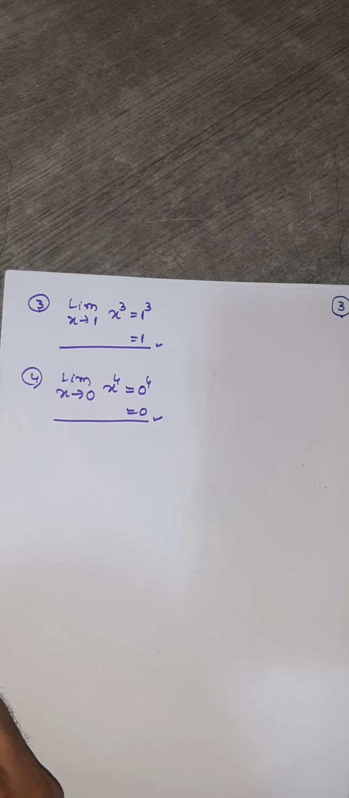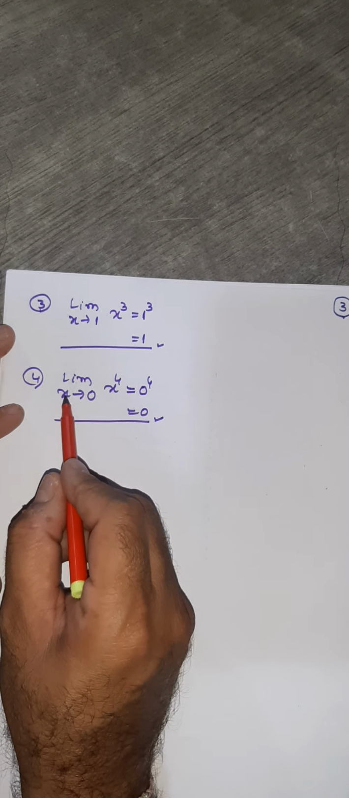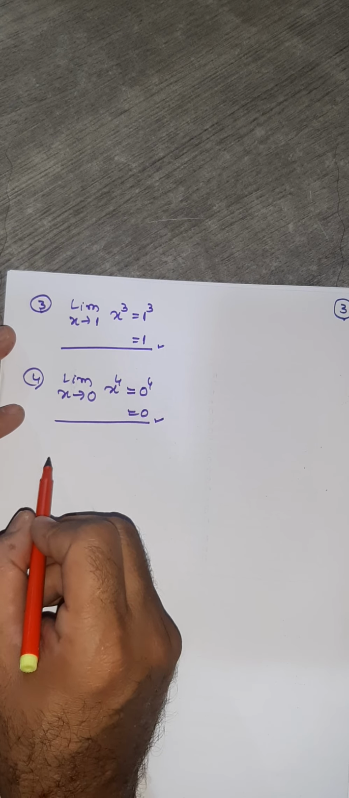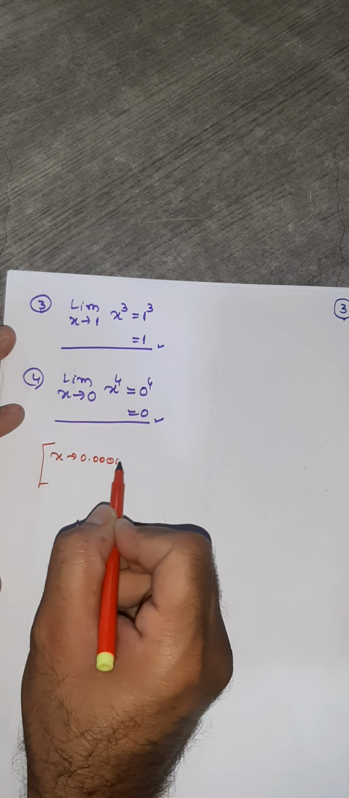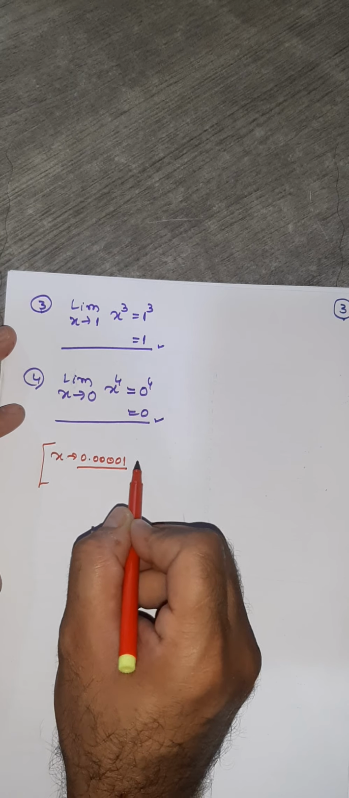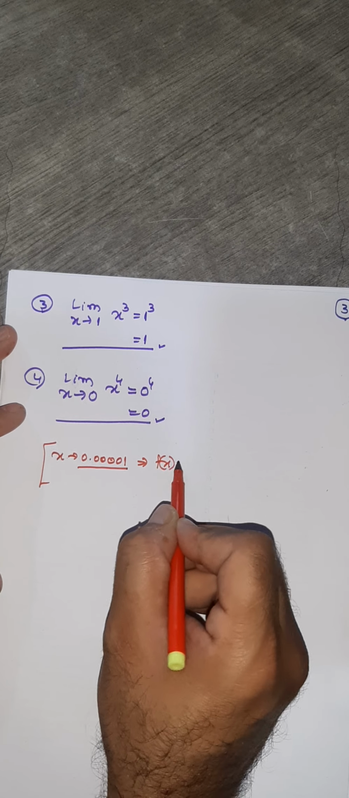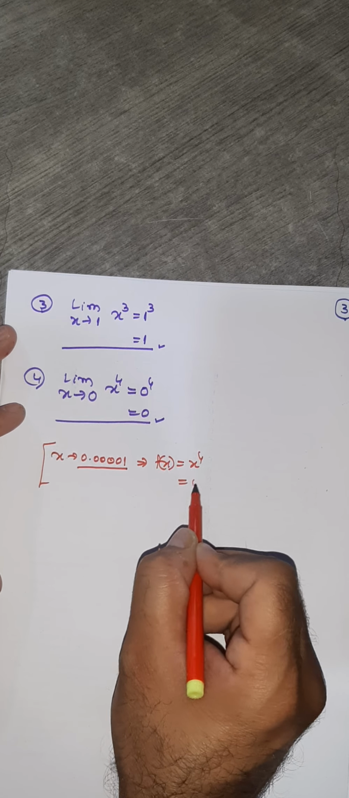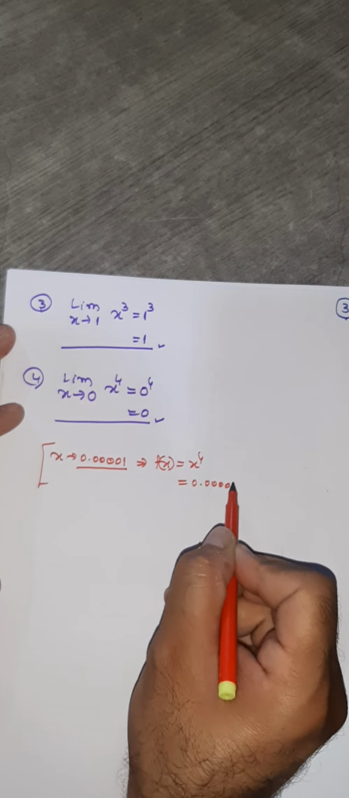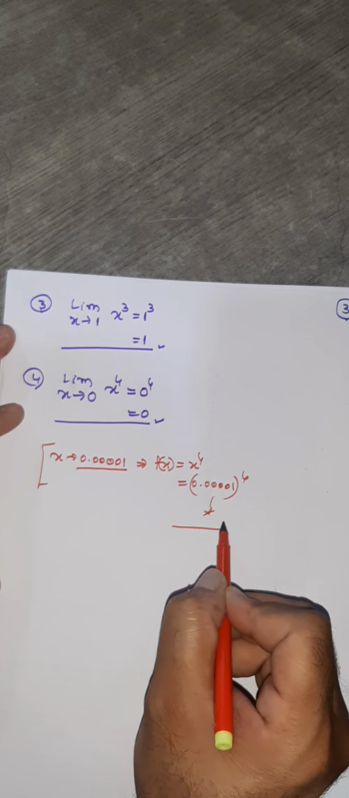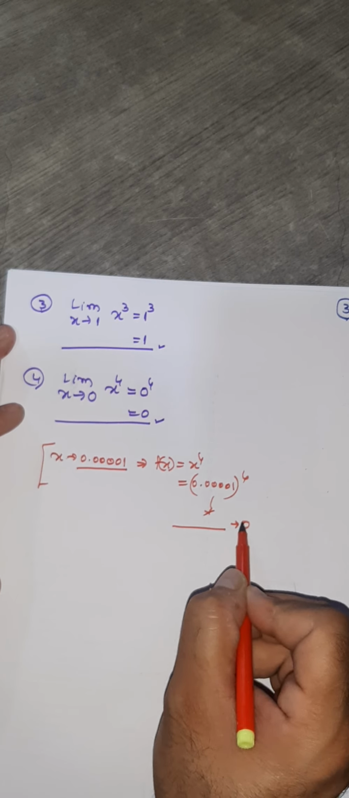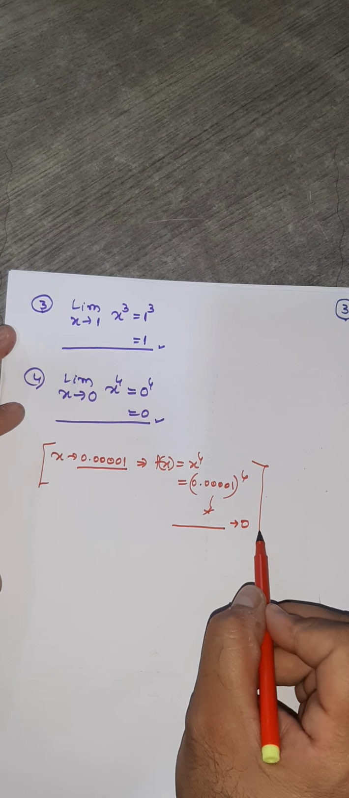Fine. You can try taking values of x very close to 0. Suppose I take the value of x as 0.00001, right? Now put it in f(x) = x raised to 4. So what we'll get? 0.0001 whole raised to 4. We'll see that this is also very close to 0. The value that comes will go close to 0, so the limit has to be 0.